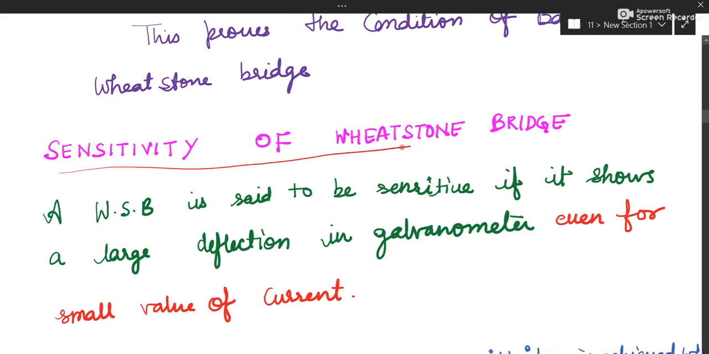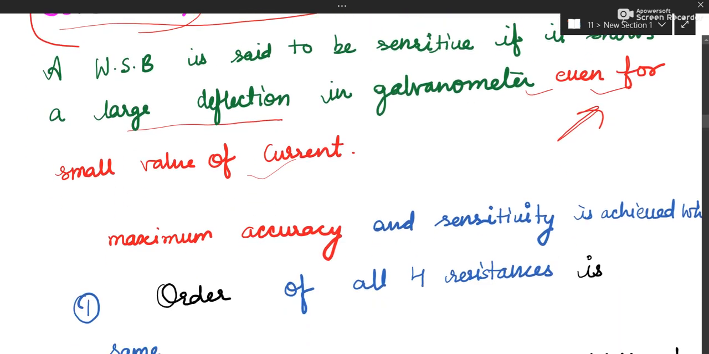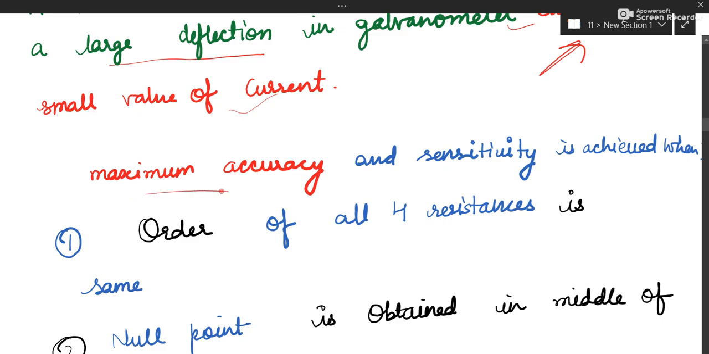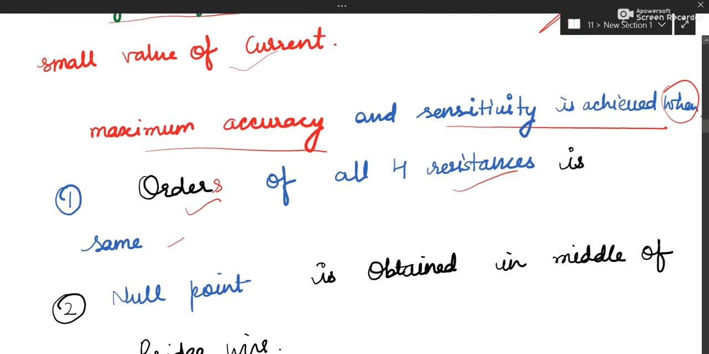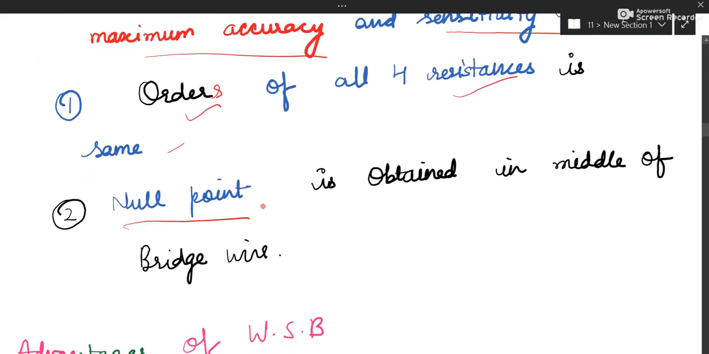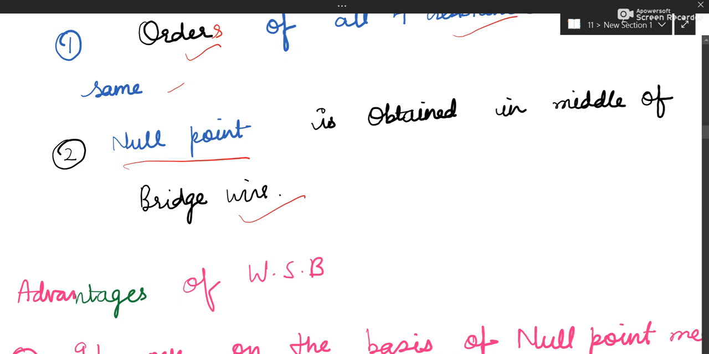Now coming to the sensitivity of Wheatstone bridge. Sensitivity means the device should be able to measure even a small amount of current. It will be more sensitive if it can show large deflection, if the needle can show large deflection even for small values of current. That is the meaning of sensitivity in the case of Wheatstone bridge. So maximum accuracy and maximum sensitivity is achieved when, number 1, this question is usually asked, the order of all four resistances is the same, and number 2, the null point is obtained in the middle of the bridge wire.